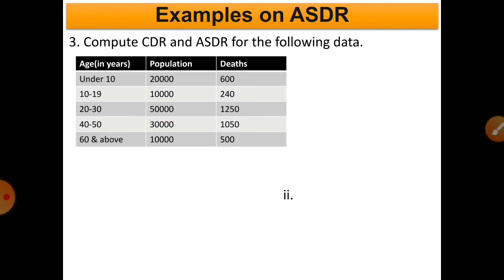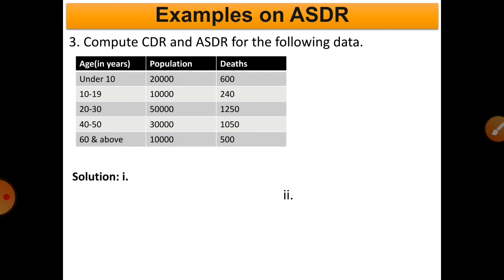So let us solve the next variety of example in ASDR. The question is compute CDR and ASDR for the following data. The first column age group is given, the second column population is given, and the third column deaths is given. For this question we need to find CDR and ASDR, both. First we have to find out CDR, then we'll calculate ASDR.